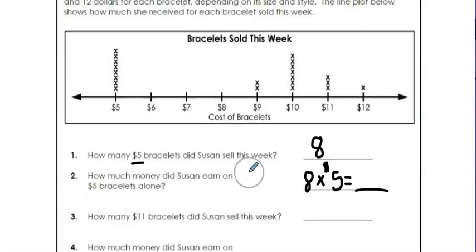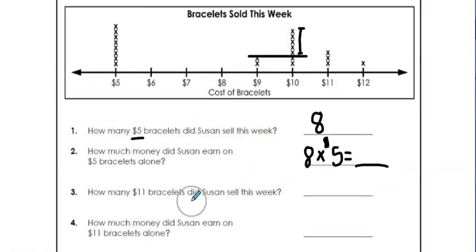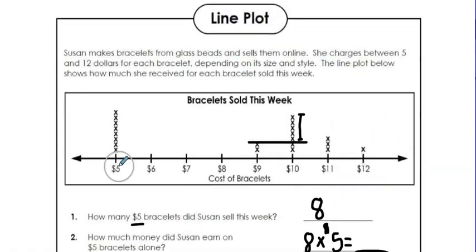And then how many more $10 bracelets did she sell than the $9 bracelets? You want to focus on what is different. If 2 bracelets were sold for $9, how many more were sold for $10? And then how many bracelets did Susan sell in all? That's when we want to focus on all of these X's as a whole, because each X represents 1 bracelet. So we want to figure out how many X's there are to see how many bracelets there are.